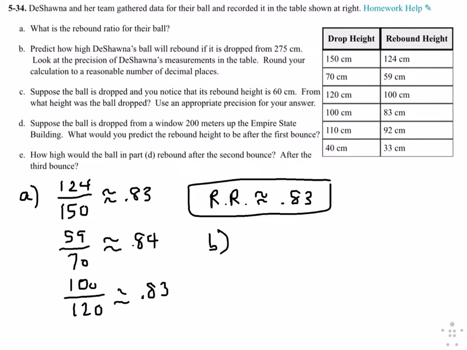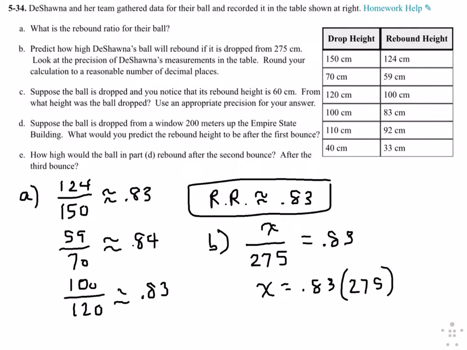Okay, B says predict how high the ball will rebound if it's dropped from 275 centimeters. So let's do B here. So the drop height, right? The drop height is now 275, right? And they want to predict the rebound height, so that's X. And we know the rebound ratio is 0.83, right? So it's X equals 0.83 times 275, right?